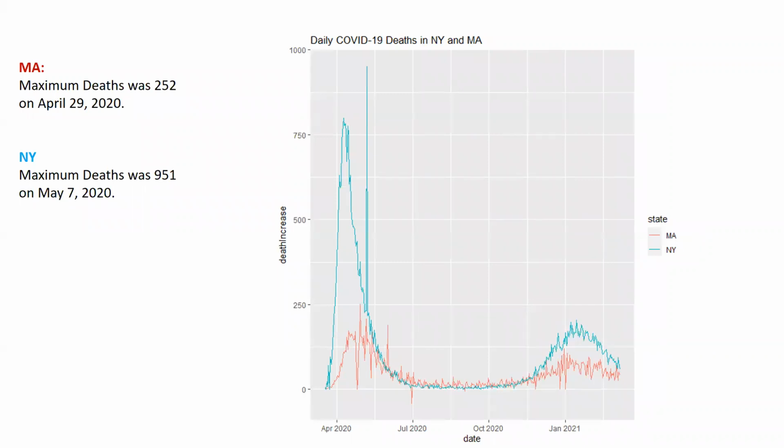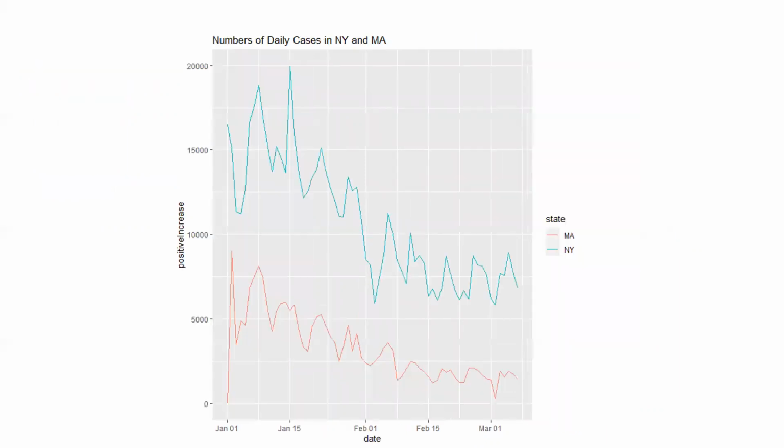This is a similar chart, but for the death count. The maximum number of daily deaths in Massachusetts was 252 on April 29, 2020, while the maximum number of daily deaths in New York was 951 on May 7, 2020. The slope is negative. There are decreasing trends of the COVID-19 cases since 2021.